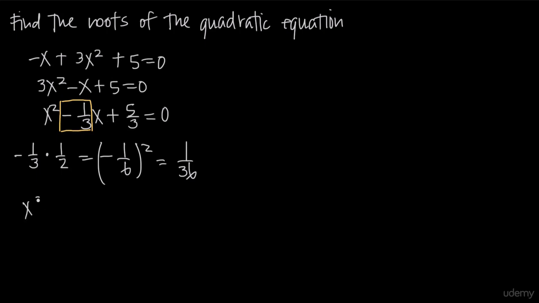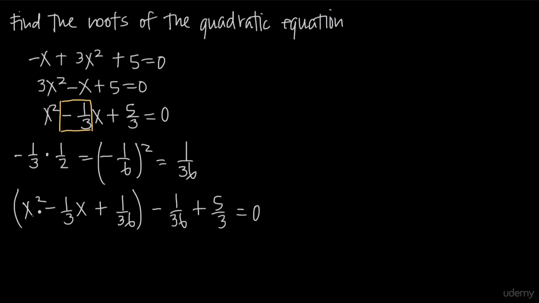So what we're going to get is x squared minus 1/3 x, and here's where we want to add our plus 1 over 36. So plus 1 over 36, this is going to be what we can find the perfect square of, and then we're going to have to say minus 1 over 36 plus 5/3 is equal to 0. Now, if we factor x squared minus 1/3 x plus 1 over 36, we're going to get the perfect square x minus 1/6 squared. We can find that by factoring, or we can just take this value here, -1/6 that we found earlier, and plug that in here, -1/6.